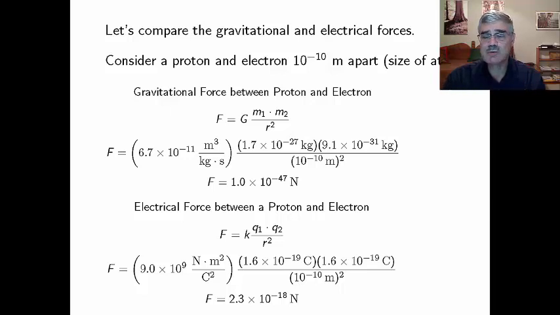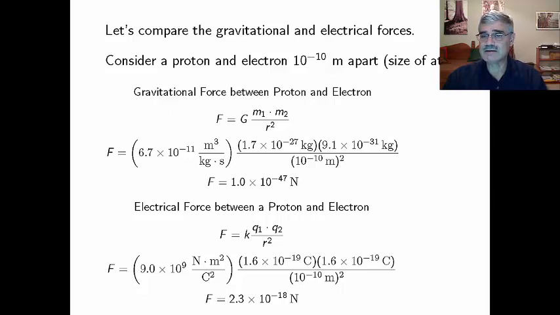So the question is, what is the force of attraction due to gravity between a proton and an electron? If we plug numbers into this equation for the gravitational attractive force, G times m1 times m2 divided by r squared, and we plug in all the numbers, don't worry about them, we get the force of attraction as 1.0 times 10 to the minus 47th newtons as the gravitational attraction between a proton and an electron. Now, first of all, that's a small number.